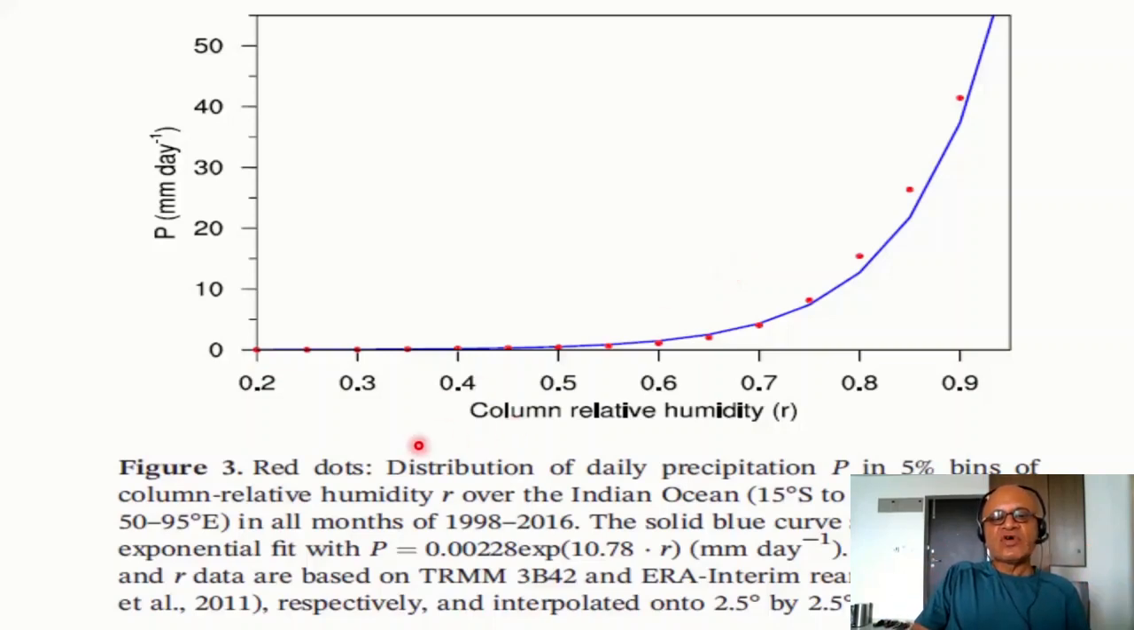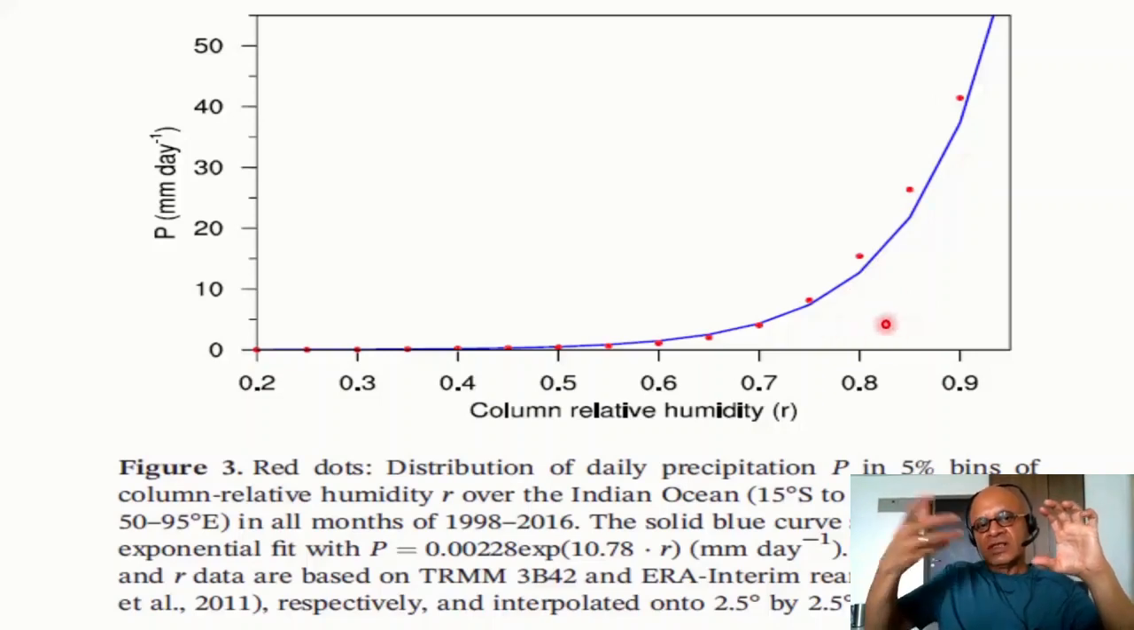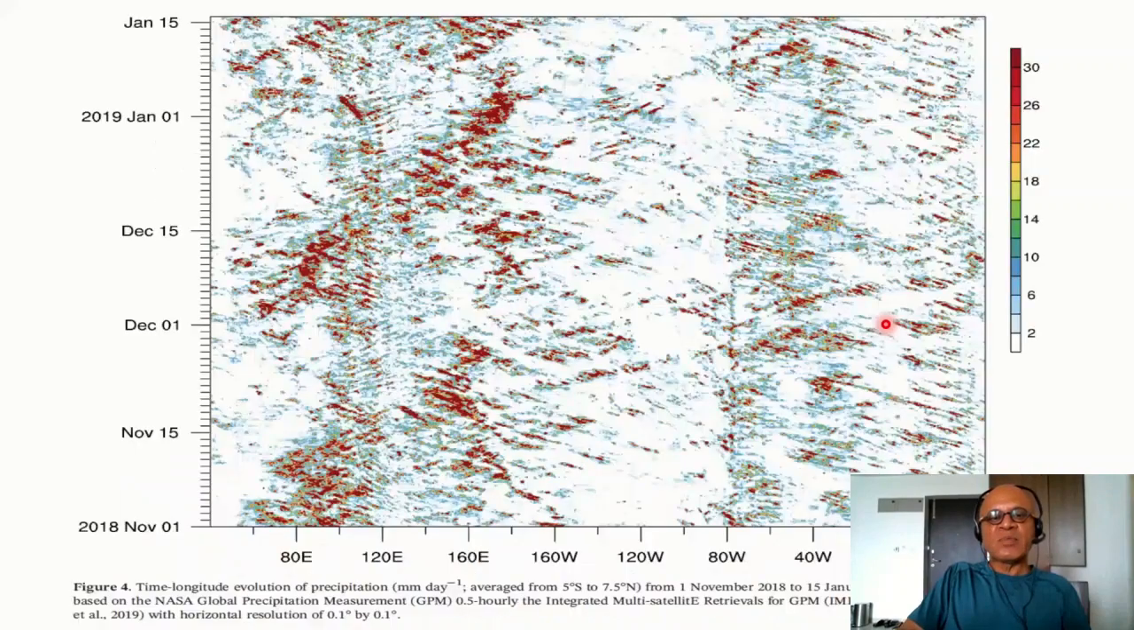This is an example of the moisture feedback. If you look at column relative humidity and precipitation, there is a high relation once a threshold is crossed. There is no precipitation when the column relative humidity is low. But once you begin to cross 0.6 or so, then precipitation picks up very rapidly as relative humidity increases. That tells you about the moisture-convection feedback processes.